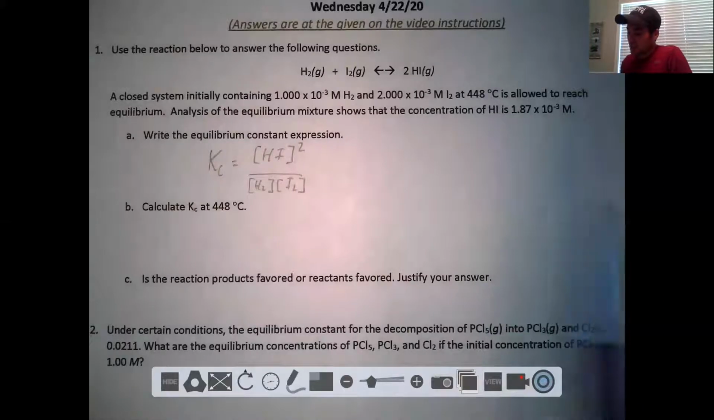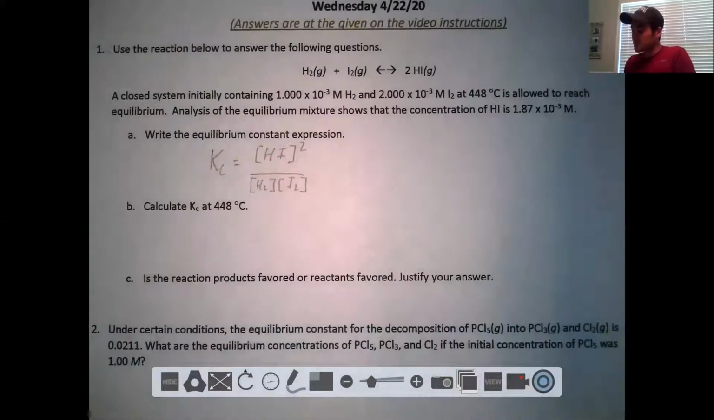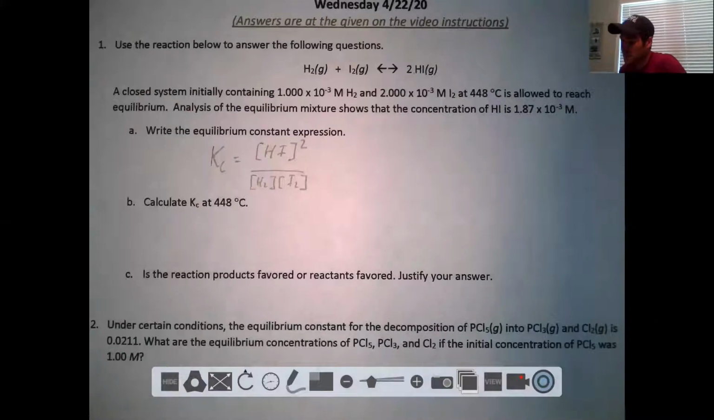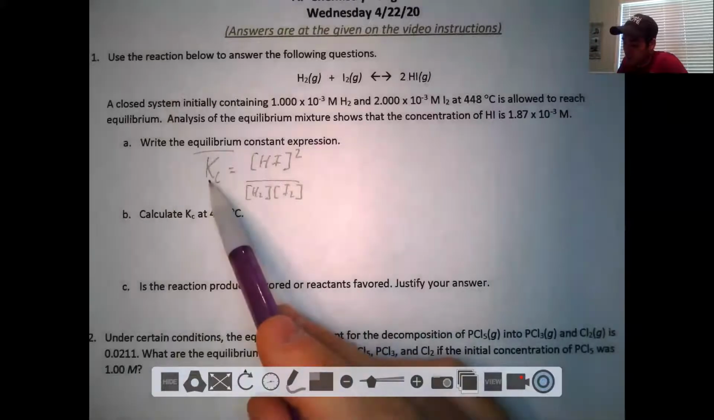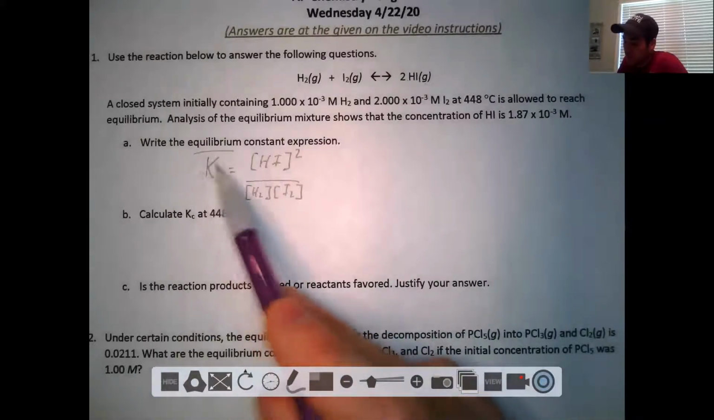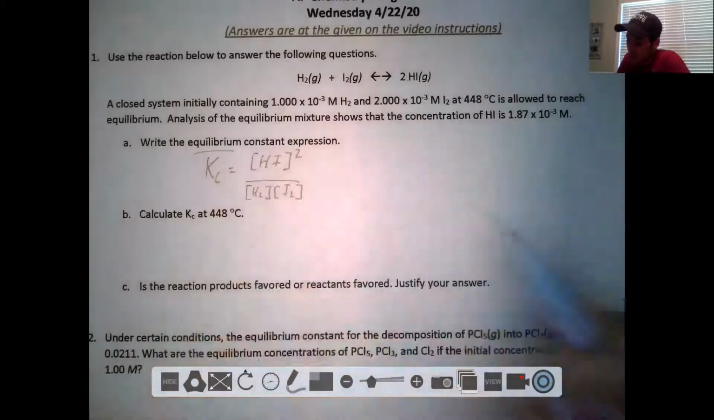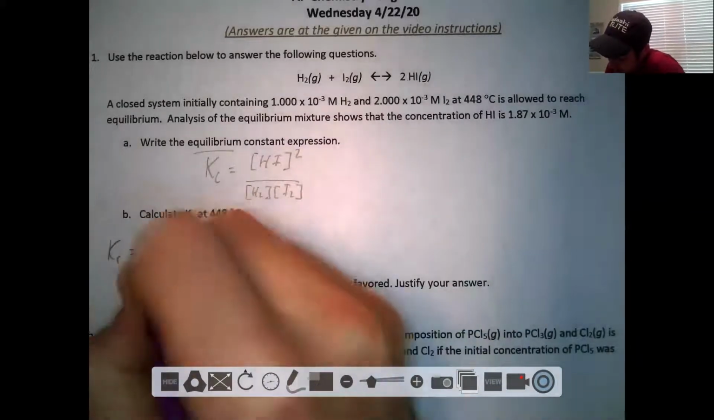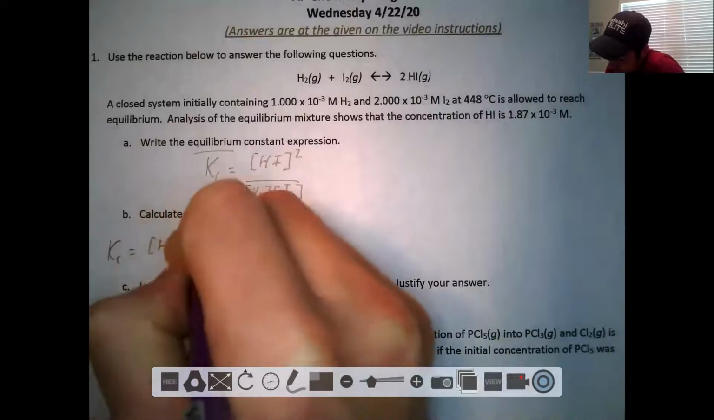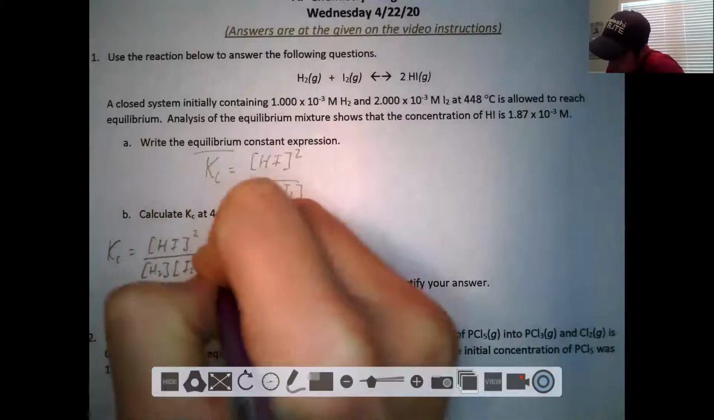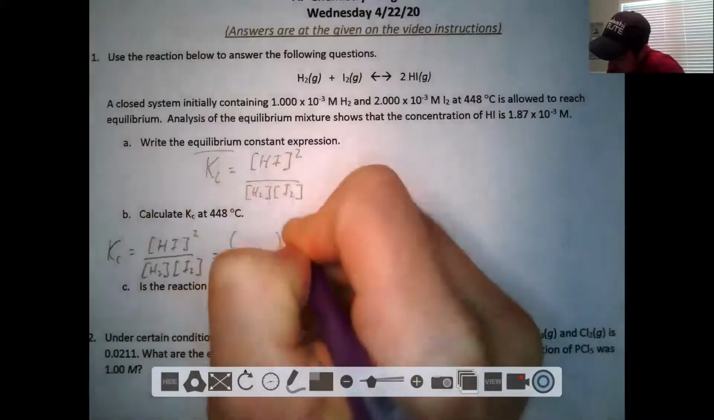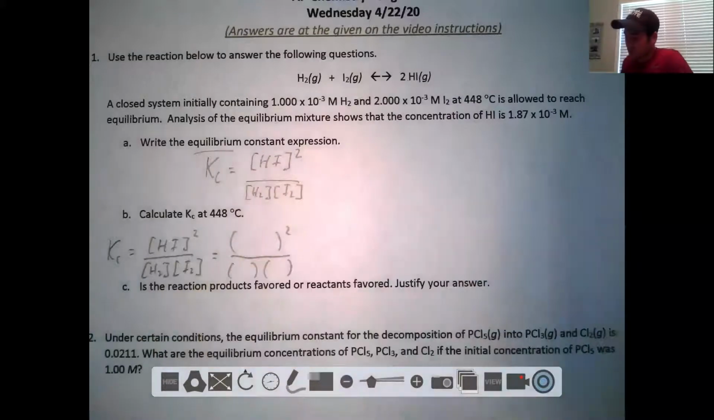Now they're asking us here to calculate Kc. Now when we do this, this is an equilibrium constant expression. So the numbers that you plug in here, we're going to take our expression Kc, and all we're going to do is plug in values. So that's all we're going to do. And once we can plug in those values, then we can find the value of Kc.